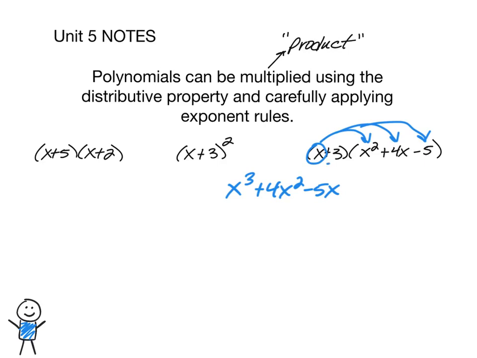Then I'm going to come back and take that positive 3, distribute it to everything. 3 times x squared is 3x squared. 3 times 4x is 12x. And 3 times the negative 5 gives you a negative 15.